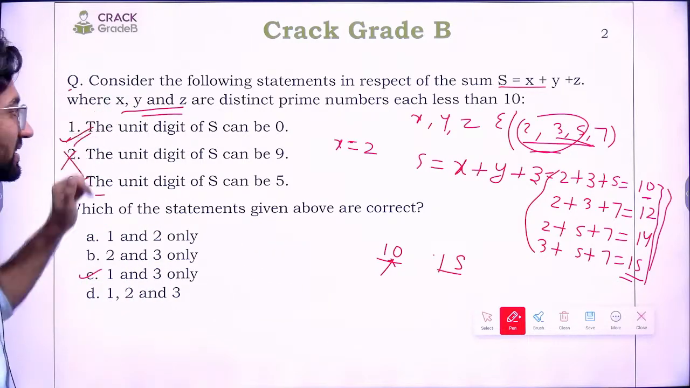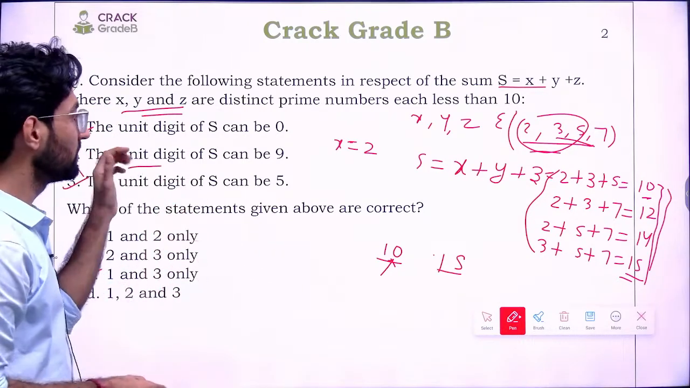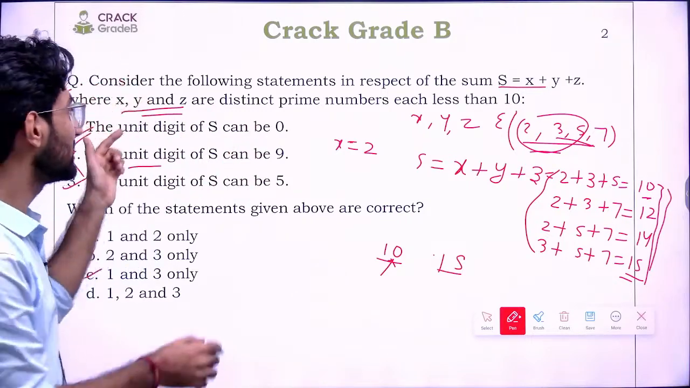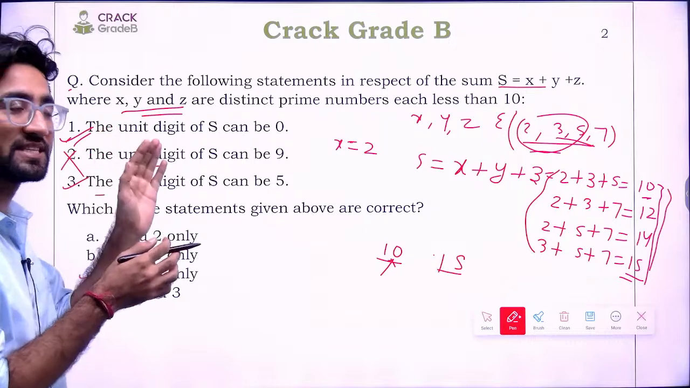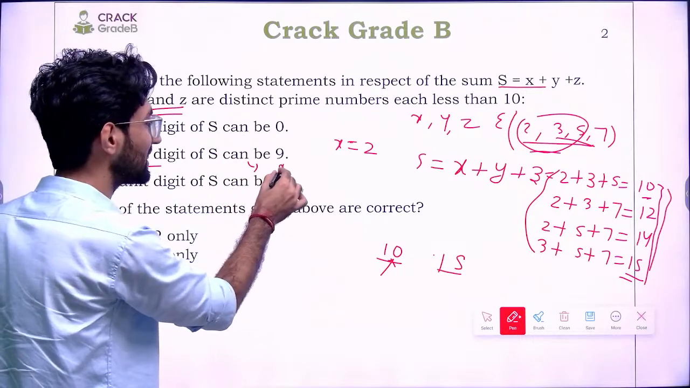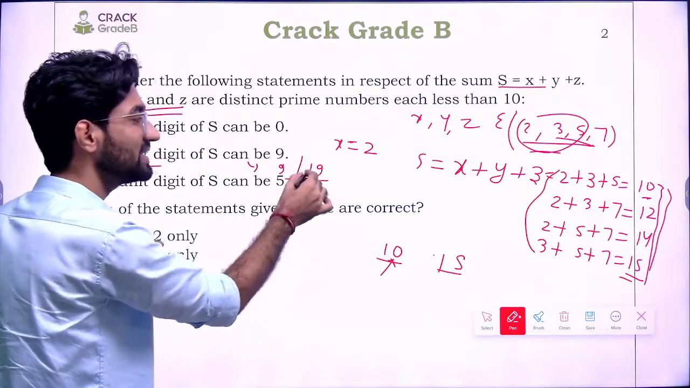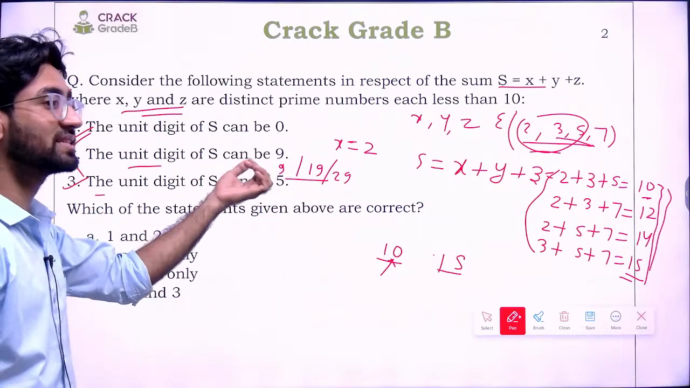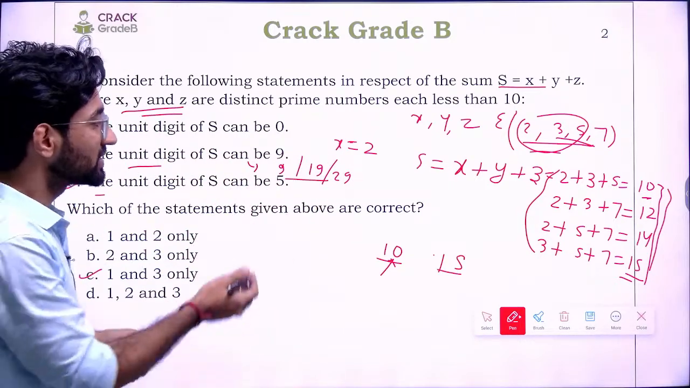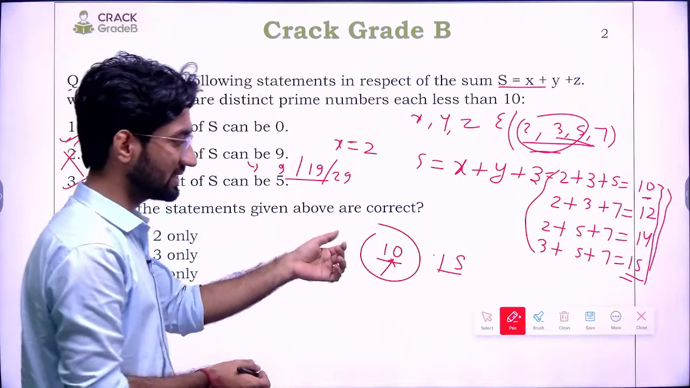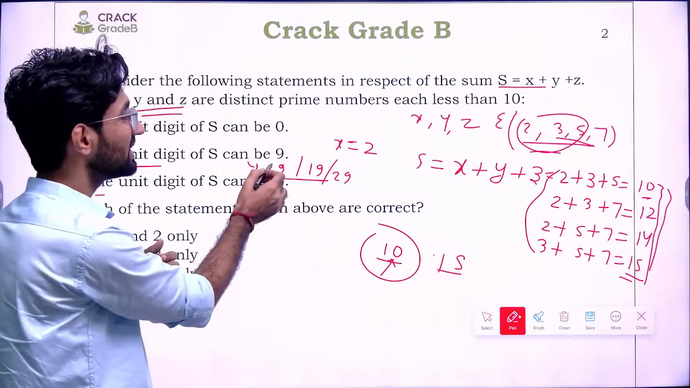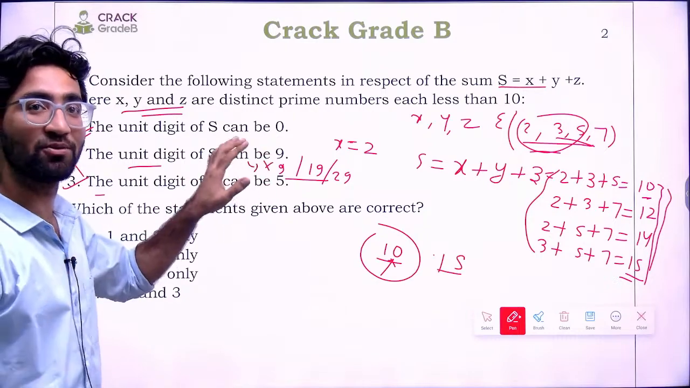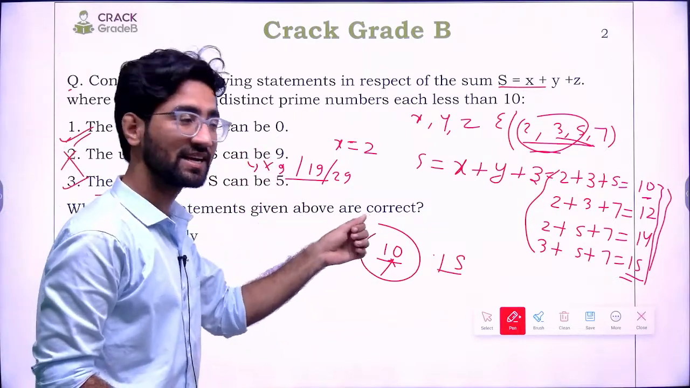So statement 1 is correct, right? If you look at statement 2, it is given the unit digit of S can be 9, means can we say that if the unit digit of S is 9, means S can be either 9 or 19, right? Or S can be 29, then only it is possible that the unit digit of S is 9. So if you look at the minimum value of S is 10, right? Means in any of the possible cases, the possible value of S is not 9, because the minimum possible value of S is 10, right?